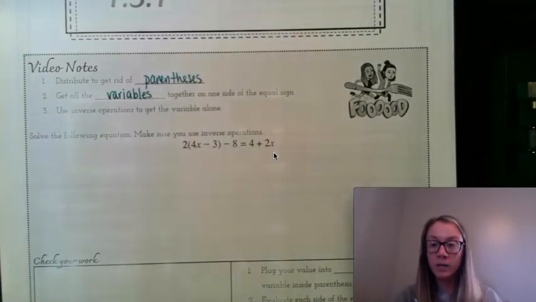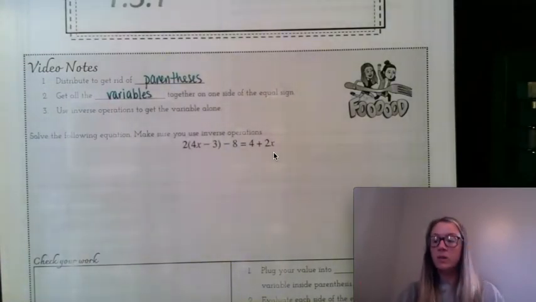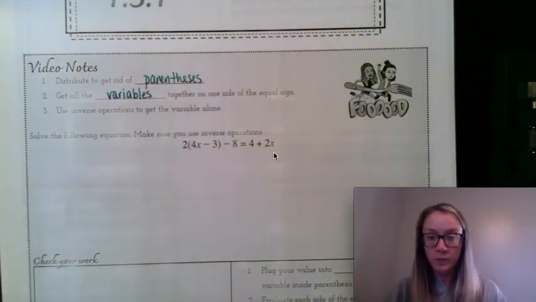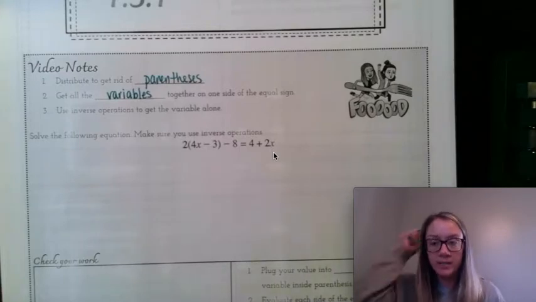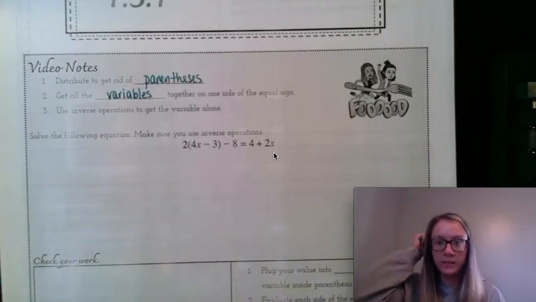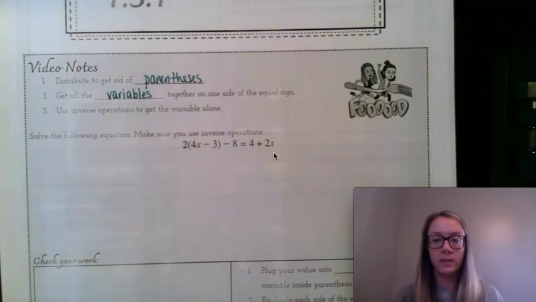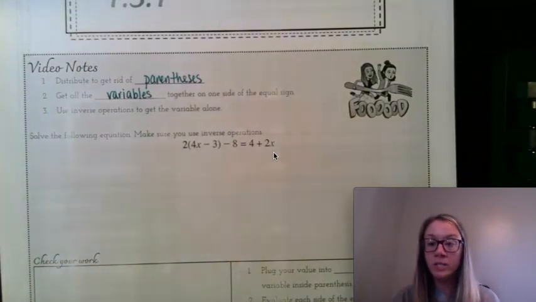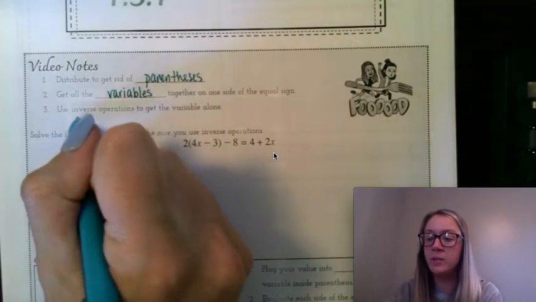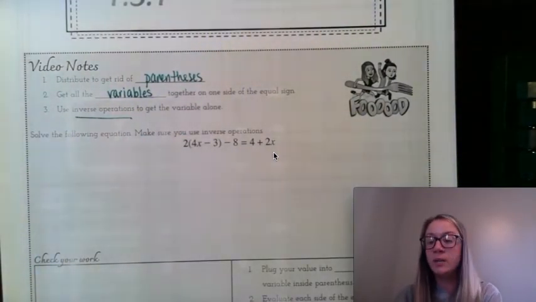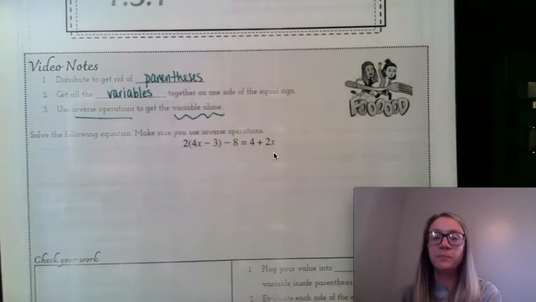So we want to get our like terms together. It doesn't matter what side you move them to. I tend to do whatever's easiest. You can have all your variables always on the left if you want, and then all the constants always on the right. But we want to make sure our like terms get together. And then the third thing is we are still going to use our inverse operations to get our variable alone, wherever it's at.